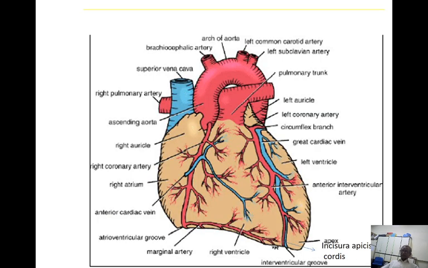So here, this is the inferior border. Similarly, the inferior border runs from the inferior vena cava till it reaches the apex. This inferior border has the marginal artery, the branch of the right coronary artery, and near the apex there is a notch which we call incisura apicis cordis, in which we see the anterior interventricular artery.